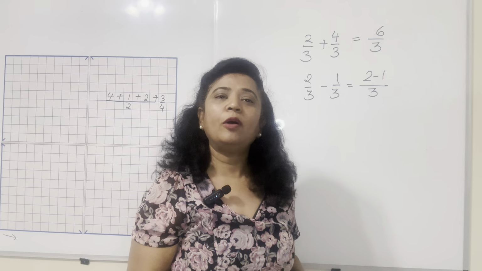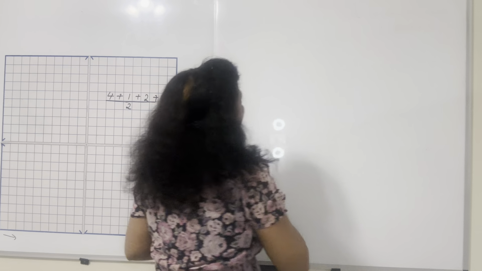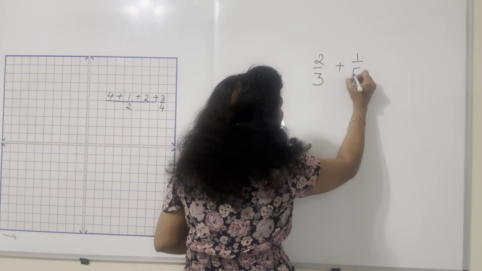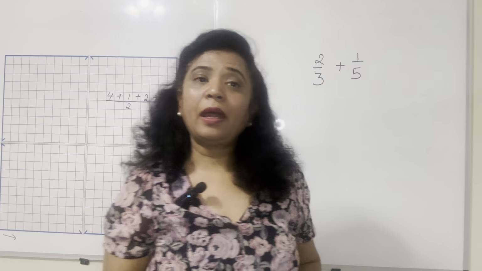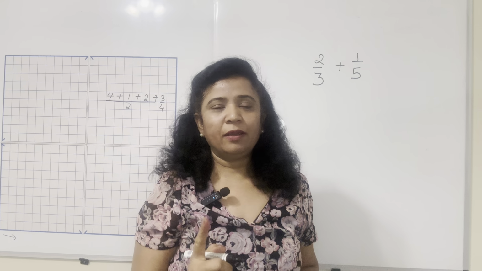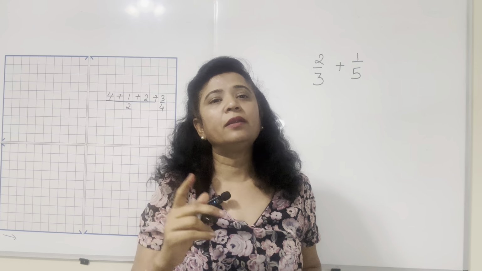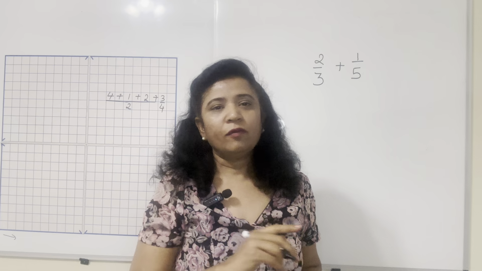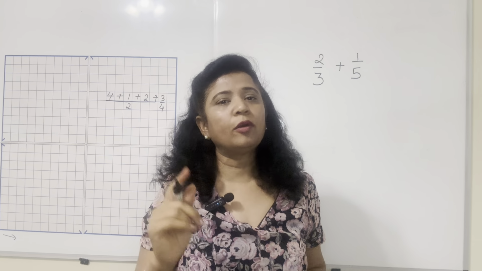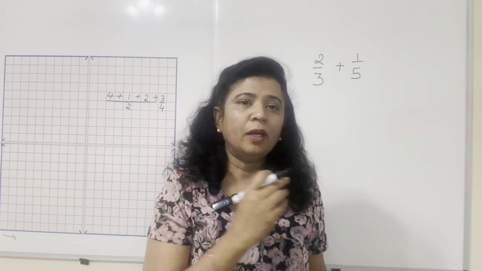Now let's talk about when we don't have the same denominator. For example, if you have 2 over 3 plus 1 over 5. How to add when you don't have the same denominator? So there are two ways to do it. One is the normal way, where you make the same denominator, because you know when you have the same denominators, you can add your numerators very easily, or you can subtract your numerators, right? So let's first make the same denominator.